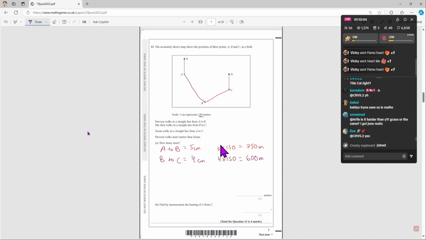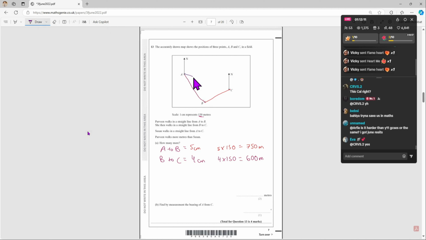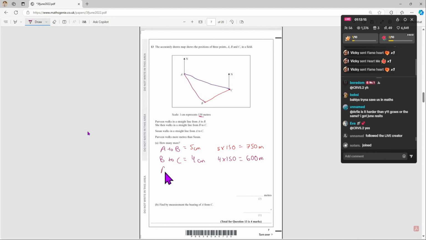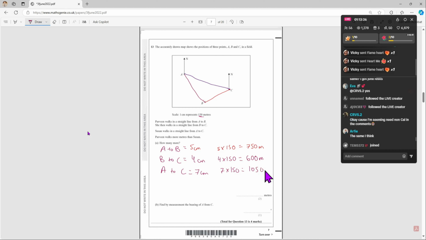And then lastly, you're going to do A to C, which will give you 7 centimeters when you measure it with the ruler. And then you do 7 times 150, which will give you 1050 meters.